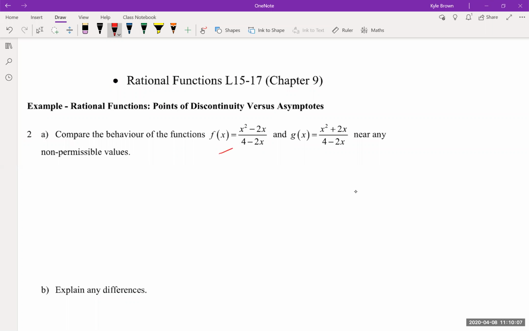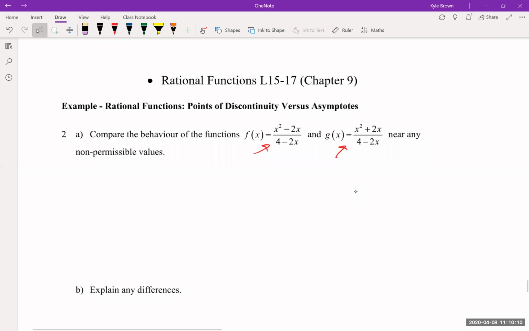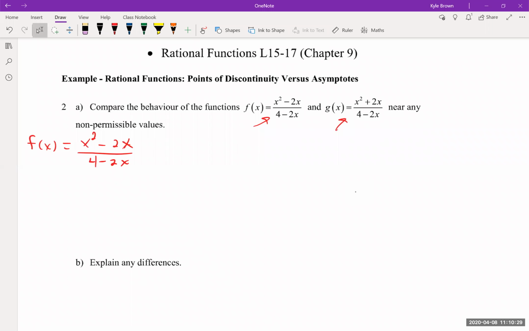Let's do the first one first. We'll say f of x is equal to x squared minus 2x over 4 minus 2x. The first thing I want to do is factor anything out that I can. So let's rewrite this: I'm going to factor out an x, so we've got x, and then x minus 2, over, and then I'm going to factor a 2 out of the bottom. So we'd have 2, and what's left is 2 minus x.